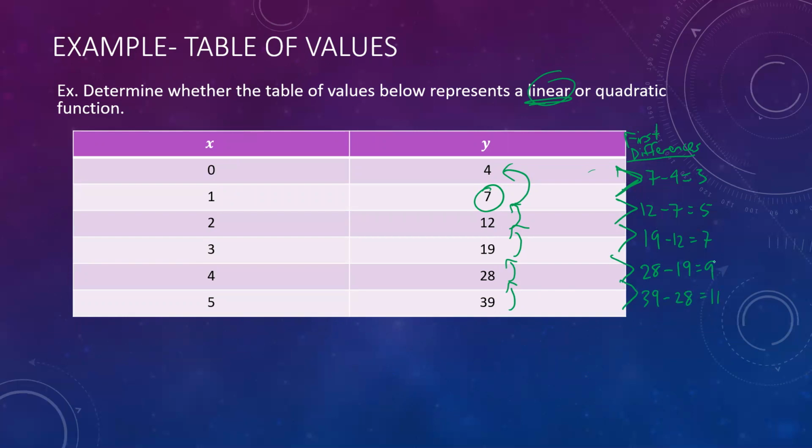So there are my first differences. So what do we notice so far? Well, we definitely notice it's not linear. I can tell you that right now, because in order for it to be linear, all the first differences will have to be the same.